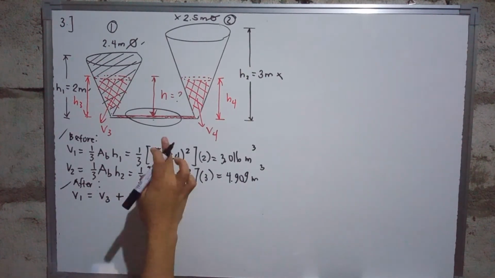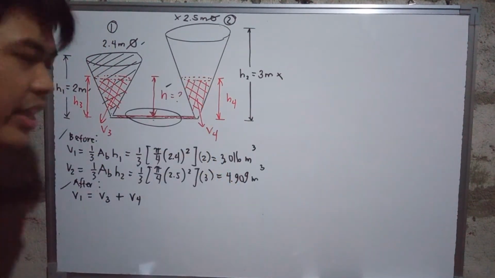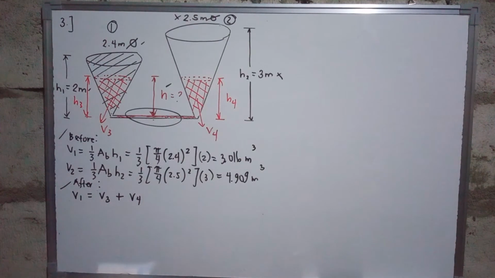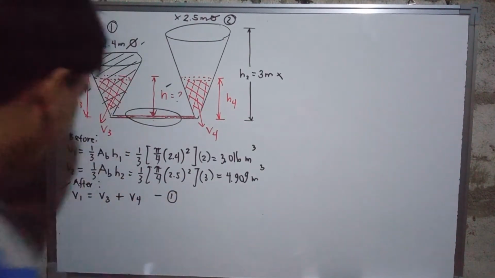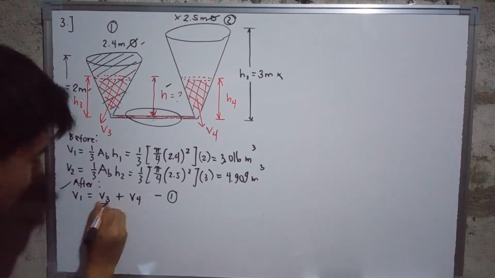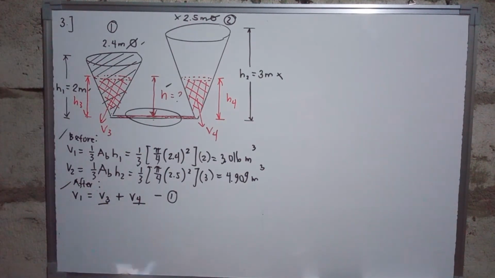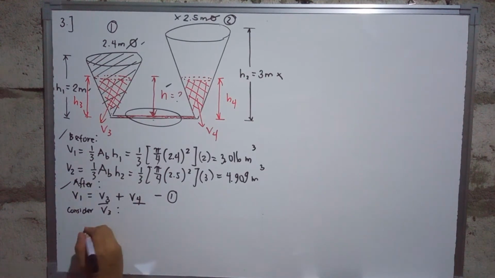So, yung hinahanap natin is h. So, kailangan mapalitaw natin si h dun sa relationship na to. So, let this be equation number 1. So, let's solve first for the value of V3 and the value of V4. Let's consider V3. So, para makuha natin yung V3, tingin tayo sa smaller cone natin.